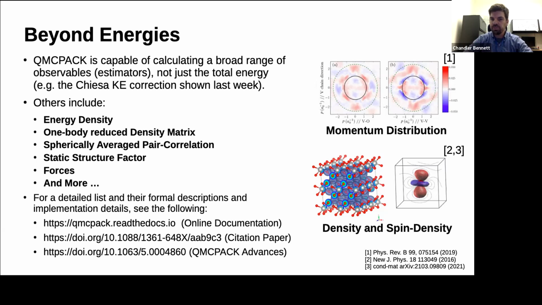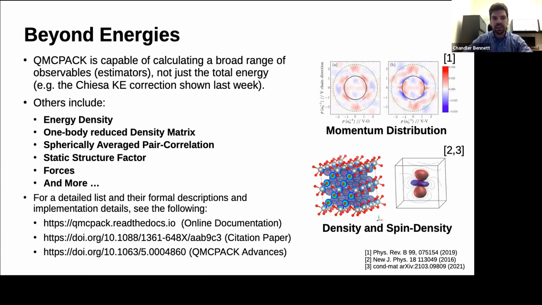To the right, I'm showing some results from recent publications where QMCPACK was used to calculate the momentum distribution. In addition, there's been some recent work where QMCPACK has been used to calculate density and the spin density. The density is just the total charge density of the system, and then spin density separates the density in terms of an up component and a down component. Okay, and there's others as well.